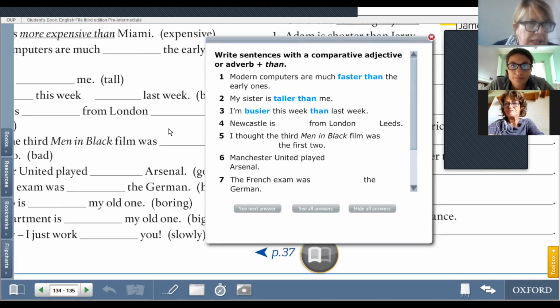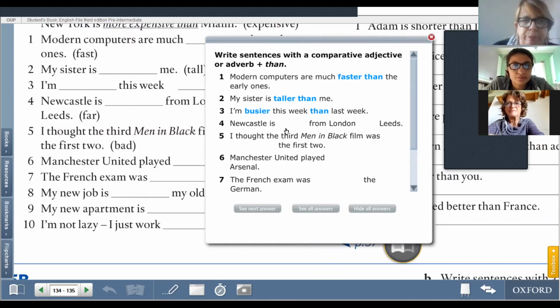Okay, Anna, here the word is far. Newcastle is... Be careful with the pronunciation, because here it is Newcastle. Yes, forget the T. Newcastle is further from London than Leeds. Yes, it's farther. I know that it is written with a U, but it's farther from London than Leeds. Perfect. Okay, number 5. The word is bad.